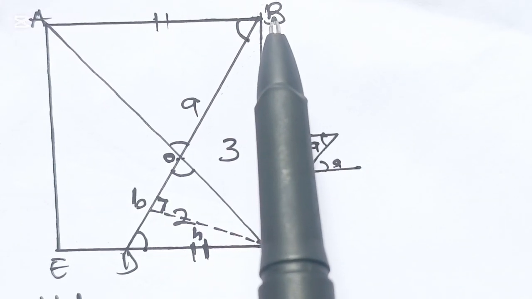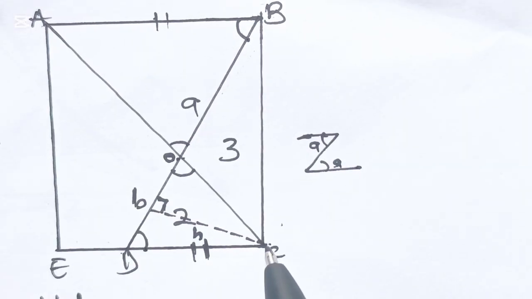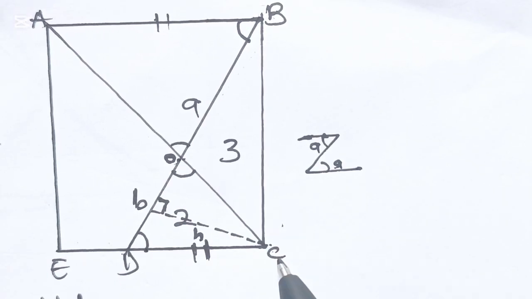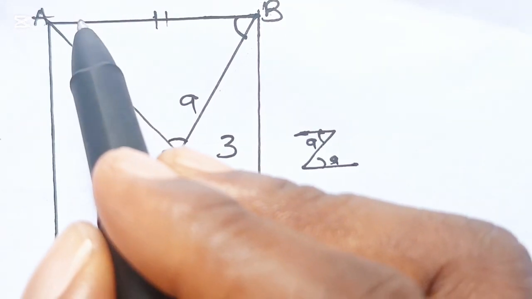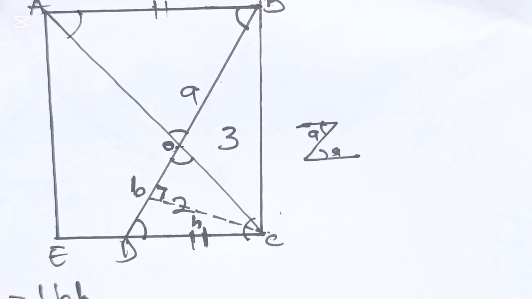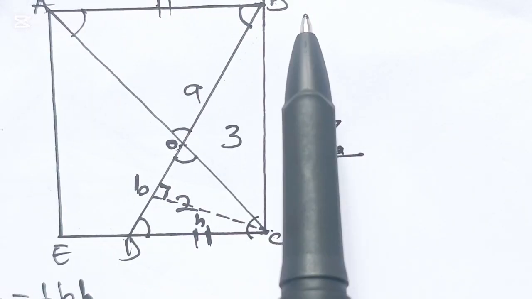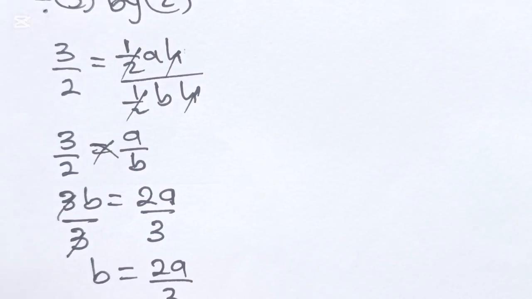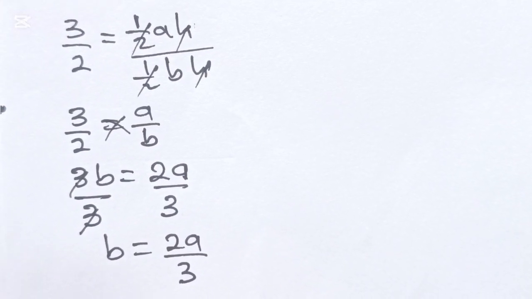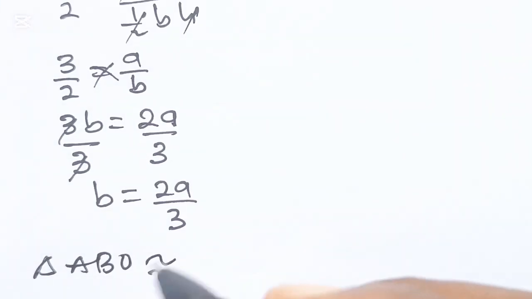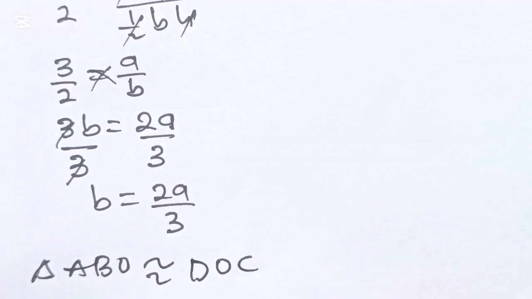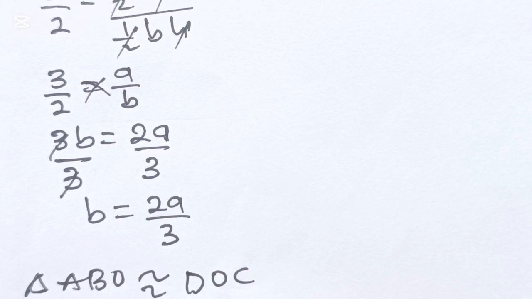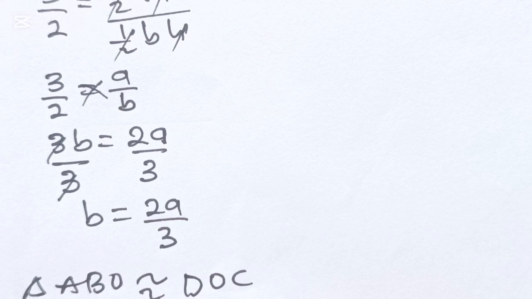Similarly, angle BAO should be equal to angle OCD. This angle and this angle are the same Z angle, or alternate angle. So that confirms that triangle ABO is similar to triangle DOC. So let's write that: triangle ABO is similar to triangle DOC. And if that is the case, then we can make use of the area scale factor.